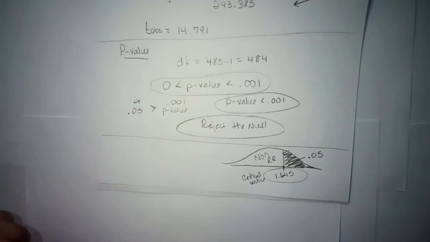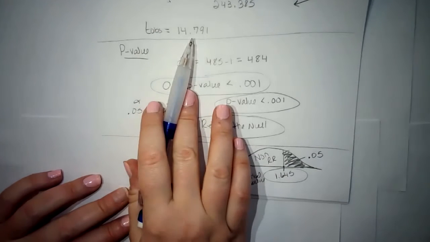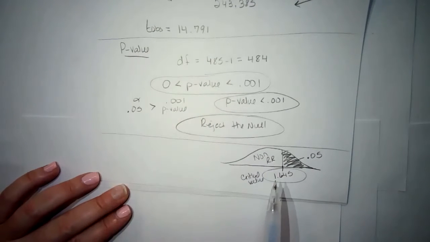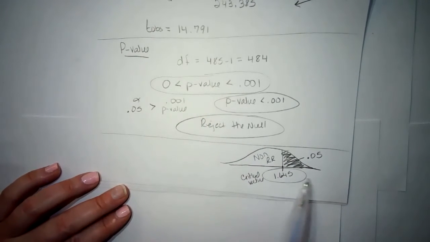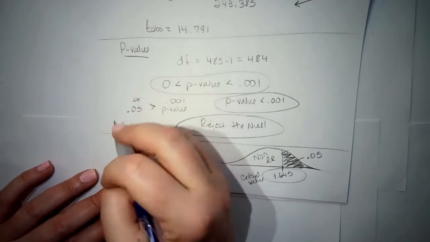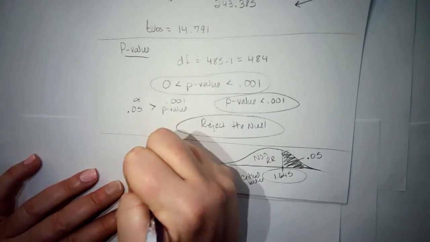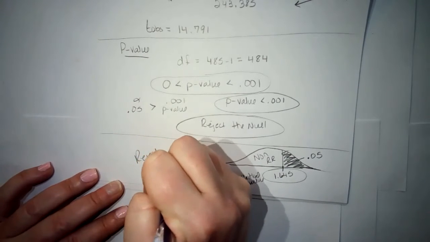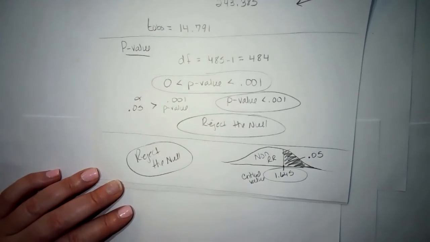All right, let's see where our Z observed falls. Our Z observed is 14.791. Where does that fall in our little curve? Yeah, way out here. It's kind of like out in the other building, right? Good gracious. So it's definitely reject. So again, you get the same result. Either way, you're going to reject the null.